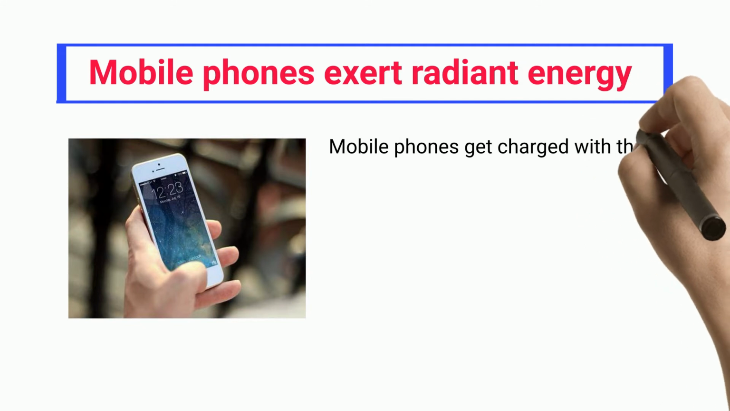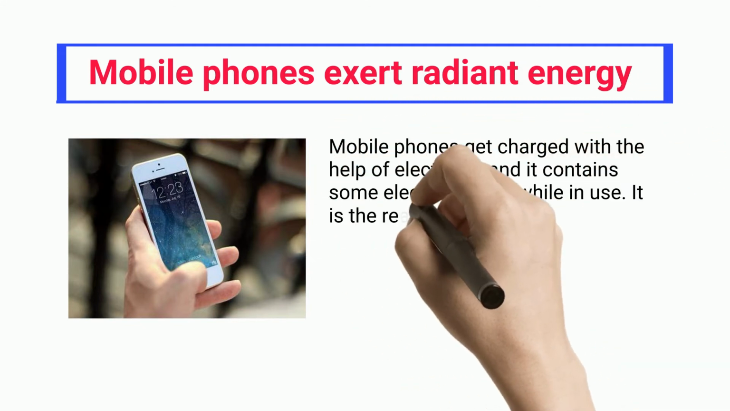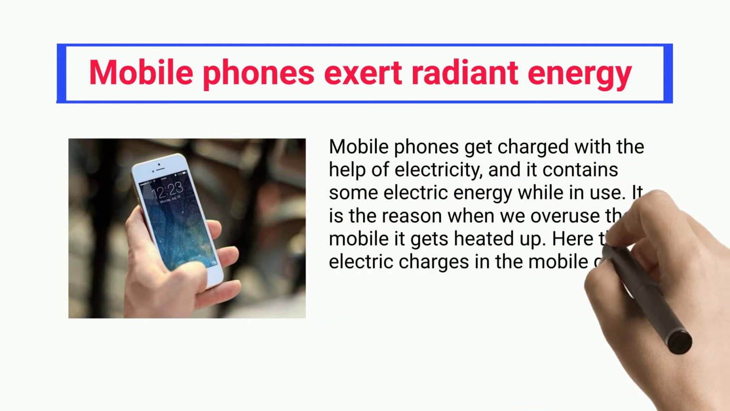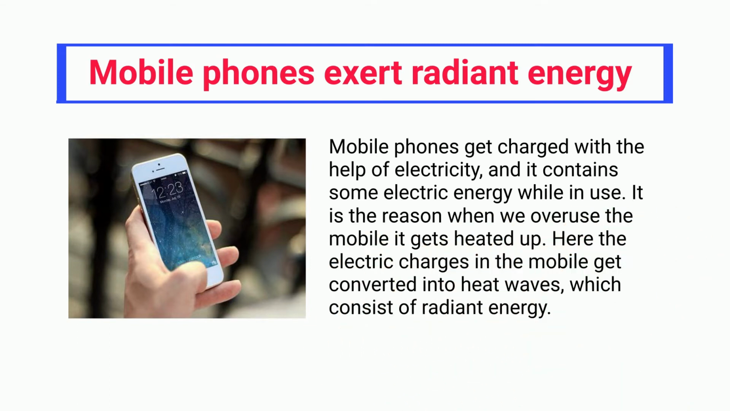Mobile phones exert radiant energy. Mobile phones get charged with the help of electricity, and it contains some electric energy while in use. It is the reason when we overuse the mobile it gets heated up. Here the electric charges in the mobile get converted into heat waves, which consist of radiant energy.